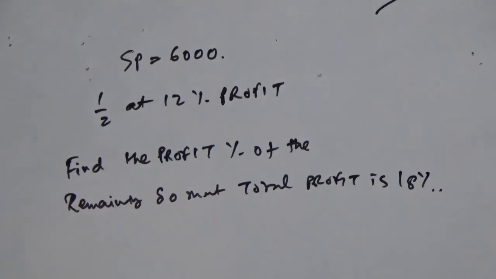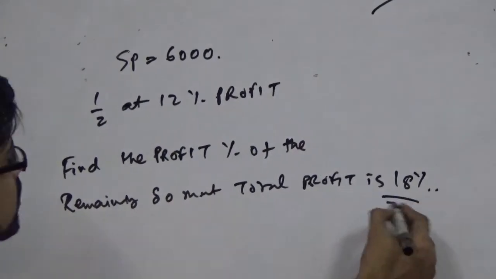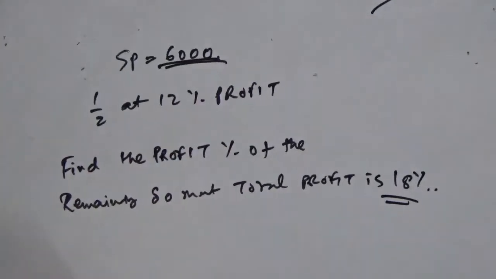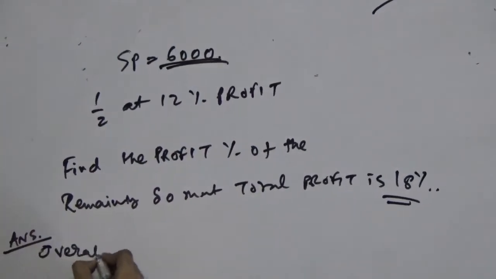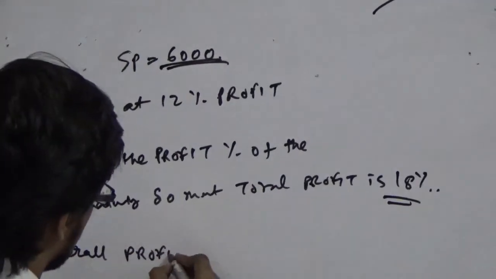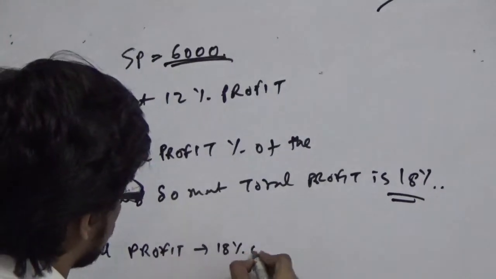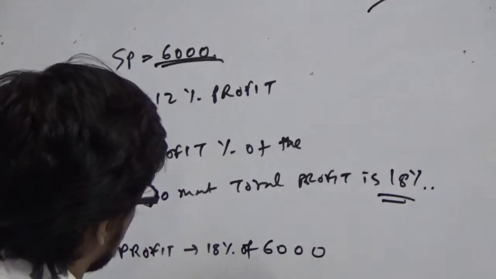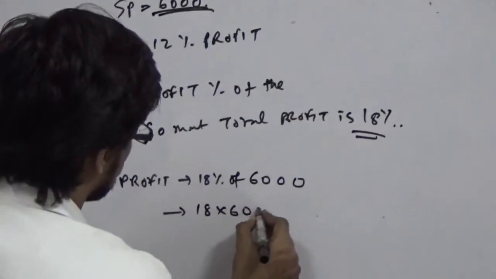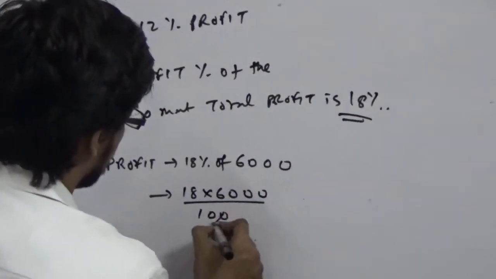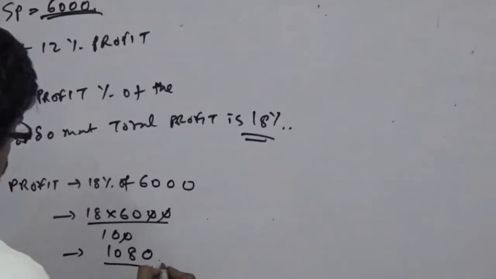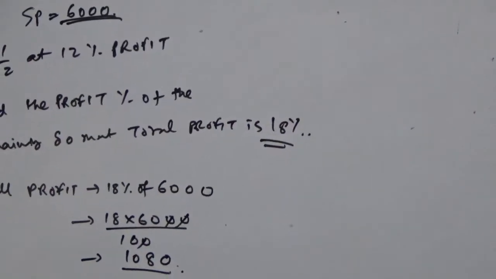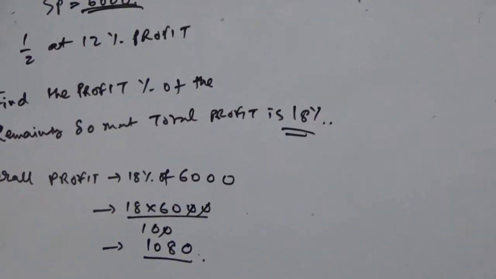So what is the overall profit here? Overall profit is 18% of 6,000. So overall profit, the answer is very easy. 18 into 6,000 by 100. It is 1080. So the overall profit which he is targeting is 1080 rupees.